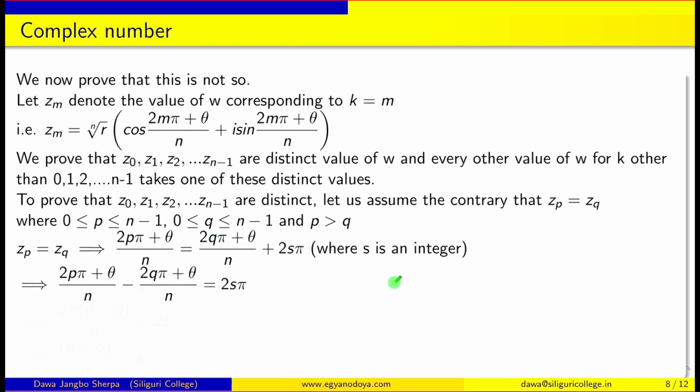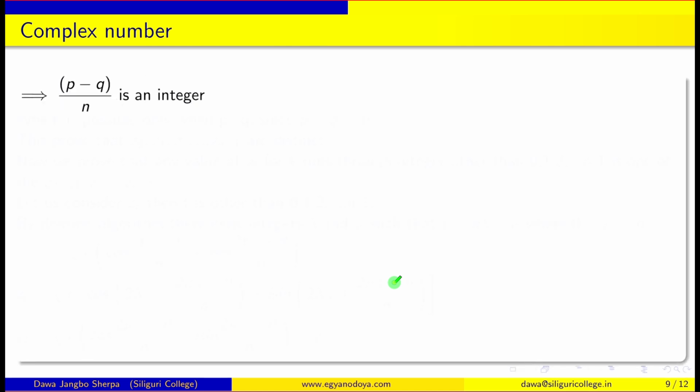Now 2p pi plus theta by n, I am taking this on the other side, so it will be minus 2q pi plus theta by n is equal to 2s pi, and after simplification we get 2 pi times (p minus q) by n is equal to 2s pi. So these two quantities are equal. That means (p minus q) by n is equal to s. So (p minus q) by n is equal to s means (p minus q) by n is an integer.